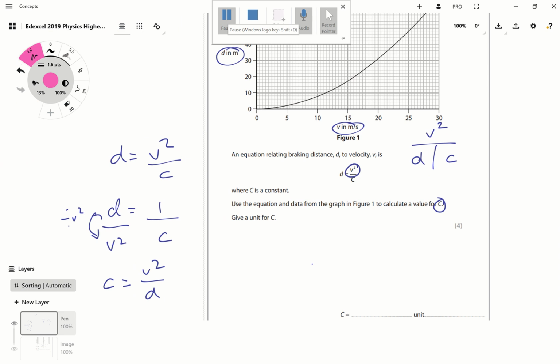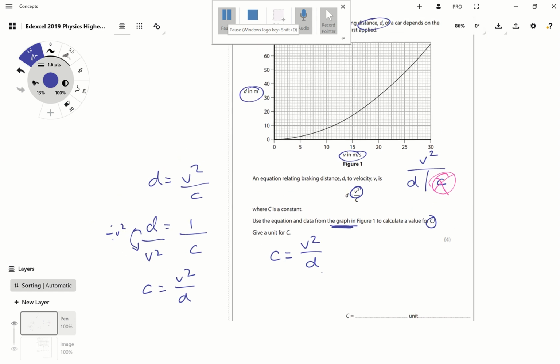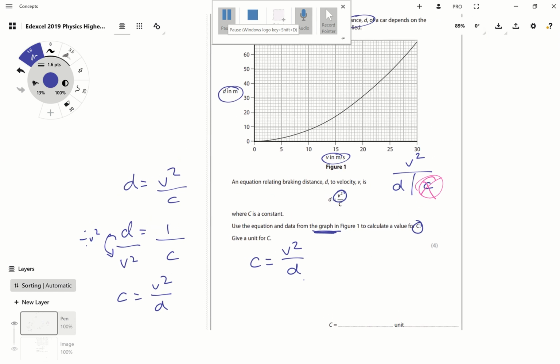So let's get a nice pretty pink. I want to calculate C. Cover it up. C equals V squared over D. So I can do that first part. C equals V squared over D. Next part, it tells you use the graph, which is a target that I'll work on to support you. I'm going to use the graph. I'm going to pick somewhere.